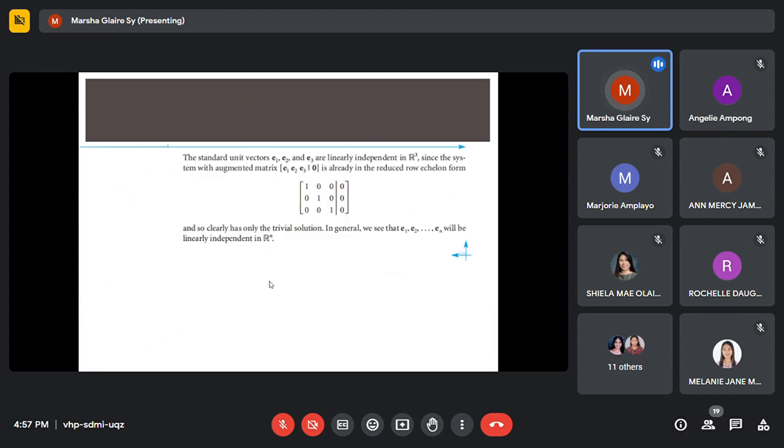And we also have here the standard unit vectors e1, e2, and e3, which are linearly independent in R3 since the system with augmented matrix e1, e2, e3 equal to 0 is already in reduced row echelon form, as shown on the screen. And so it clearly has only the trivial solution. In general, we see that e1, e2, and so on will be linearly independent in Rn.